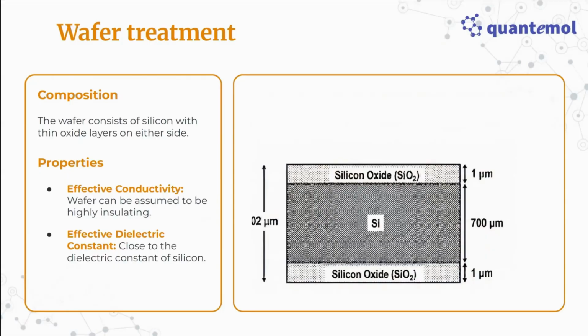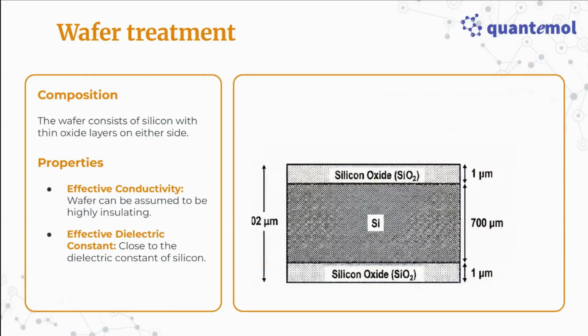Another thing is the dielectric constant. What we did here is assume this to be a series of capacitances. In a series of capacitances, the dominant one is the smallest capacitance, which in this case, since it's so thick, would be the silicon. So we roughly approximate this using low conductivity, so we have the insulating effect of the oxide, but then use the dielectric constant of the silicon.